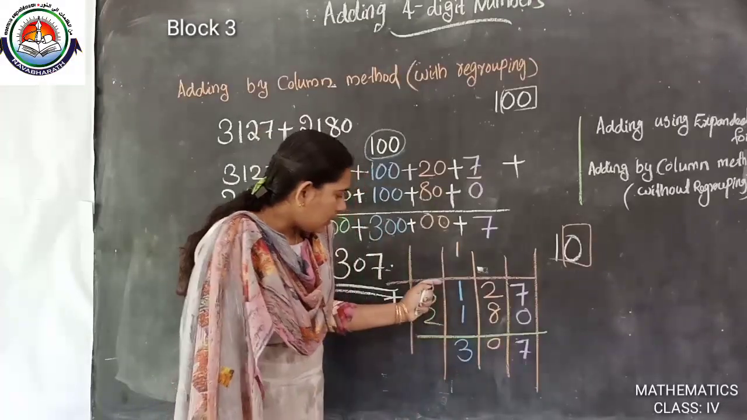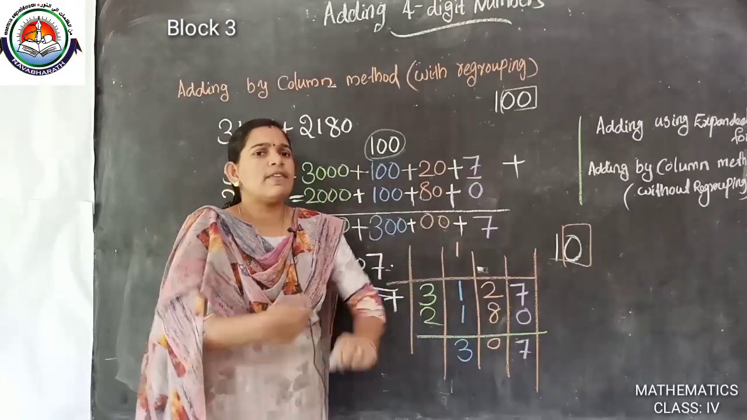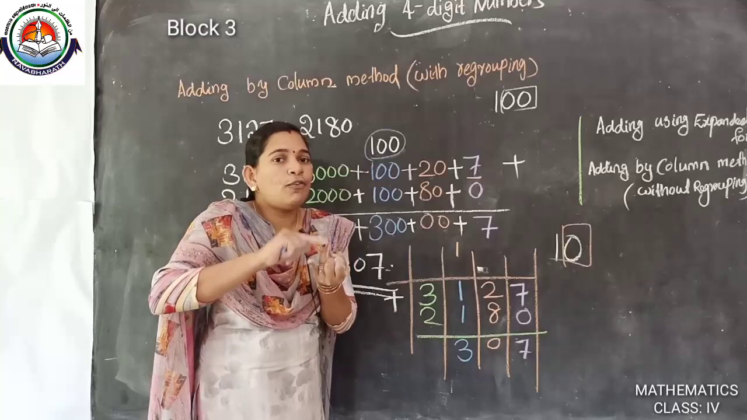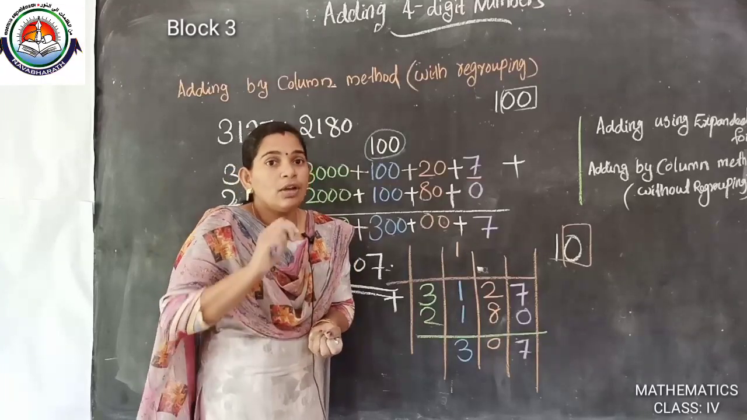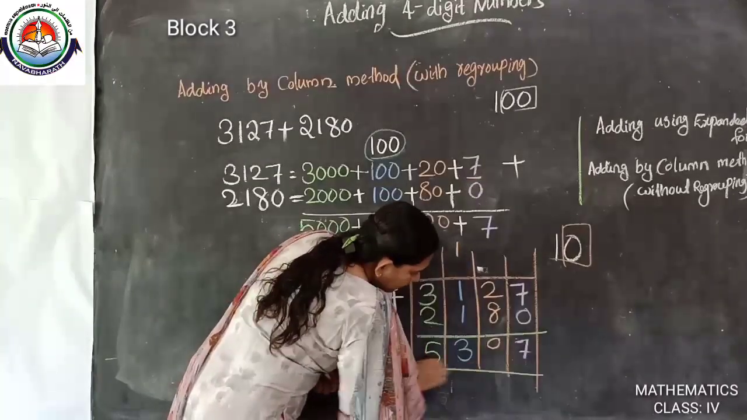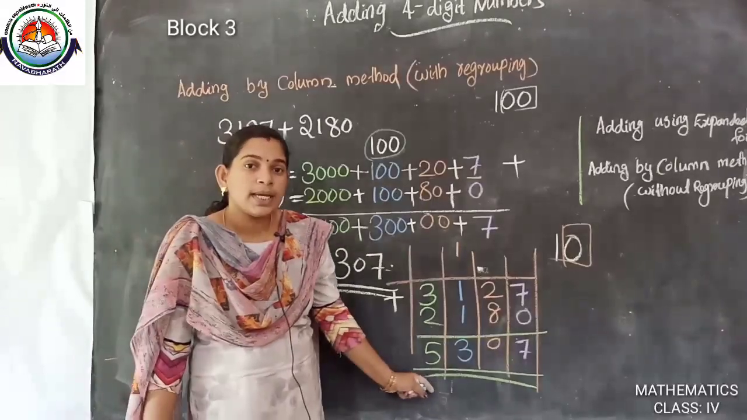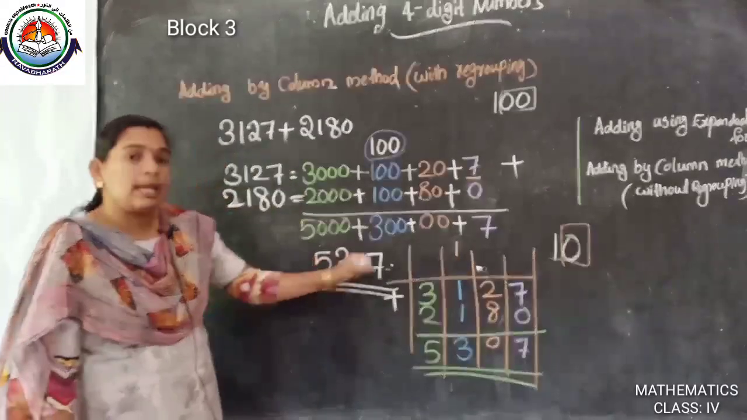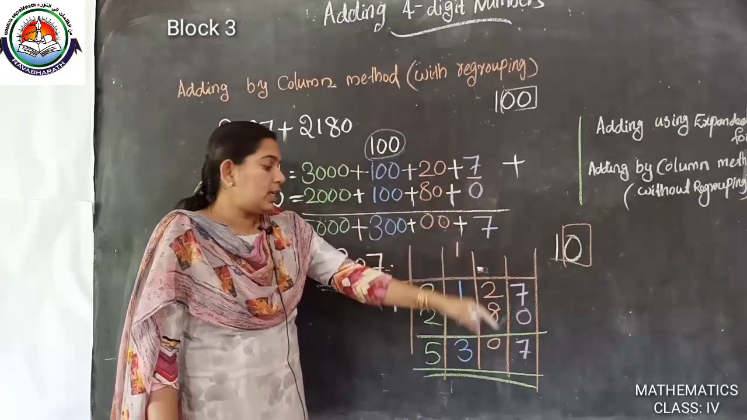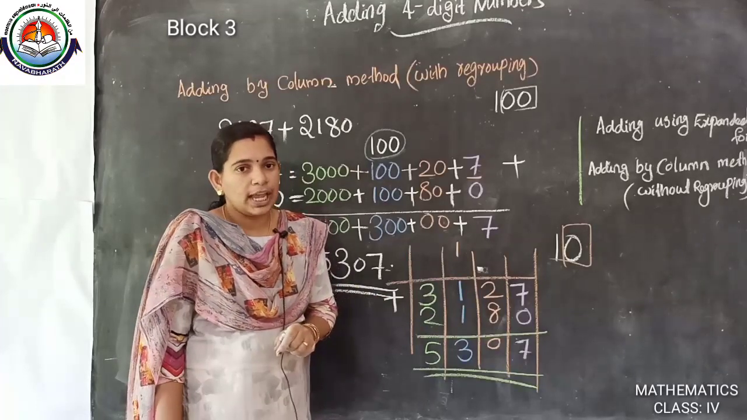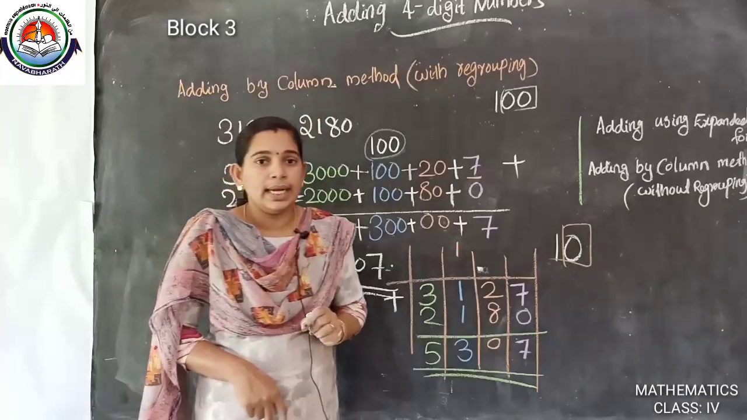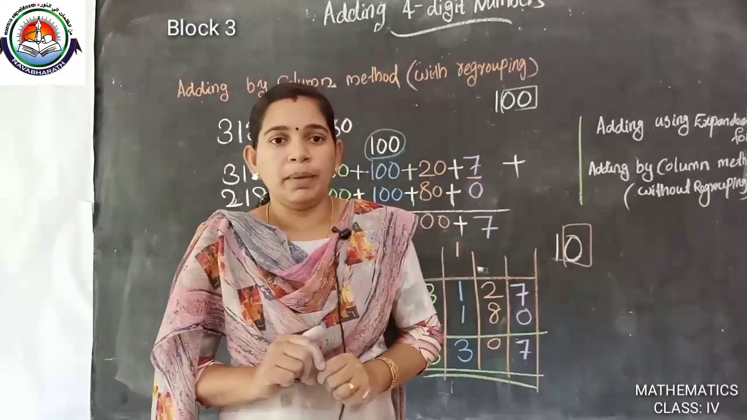Then any carry? No. Then 3 plus 2. What is the value of 3 plus 2? 3, 4, 5. 5. So, what is the answer here? 5307. Same answer. Using expanded form and using column method, we will get the same answer. Today we are discussing adding by column method with regrouping.